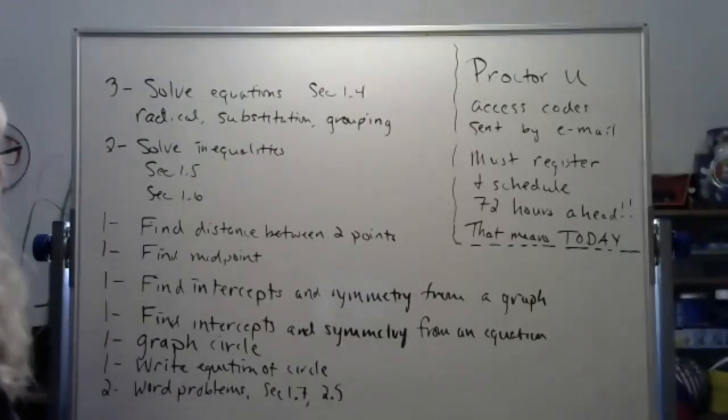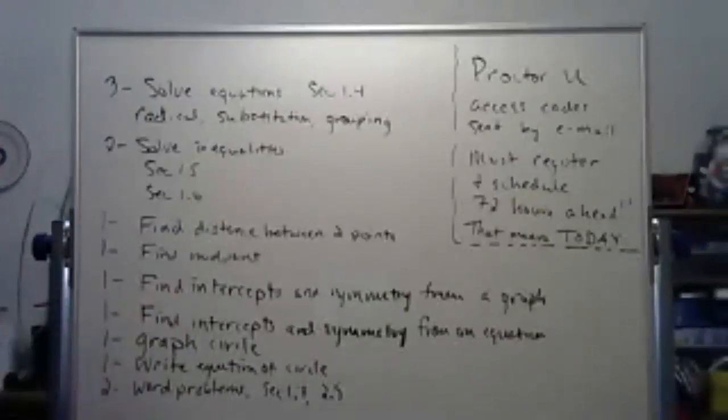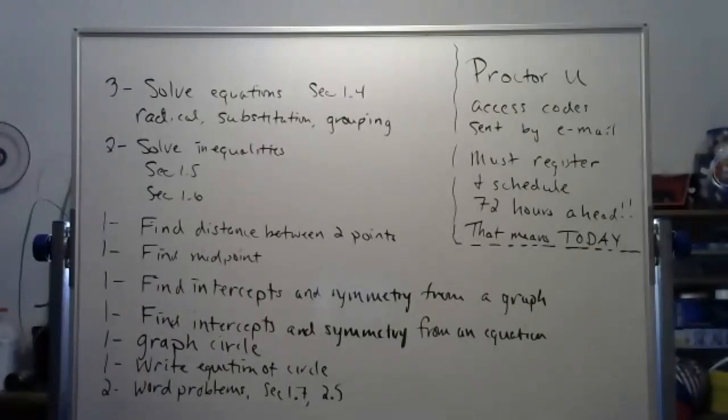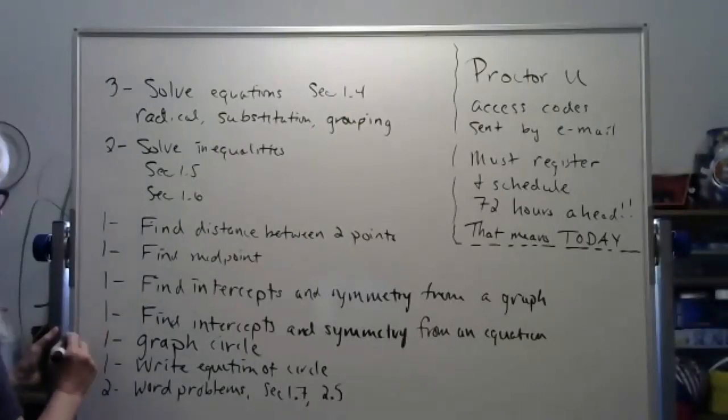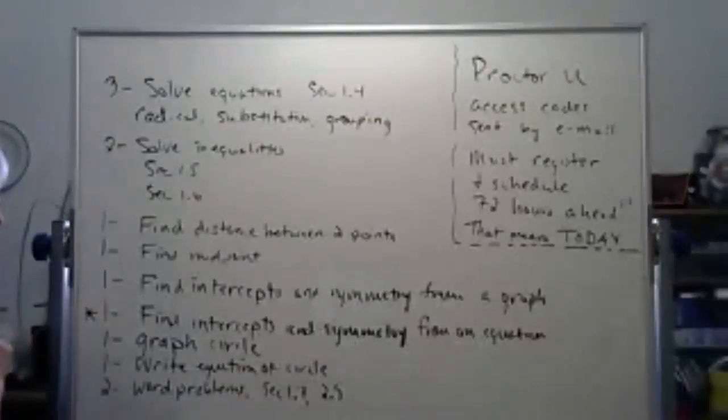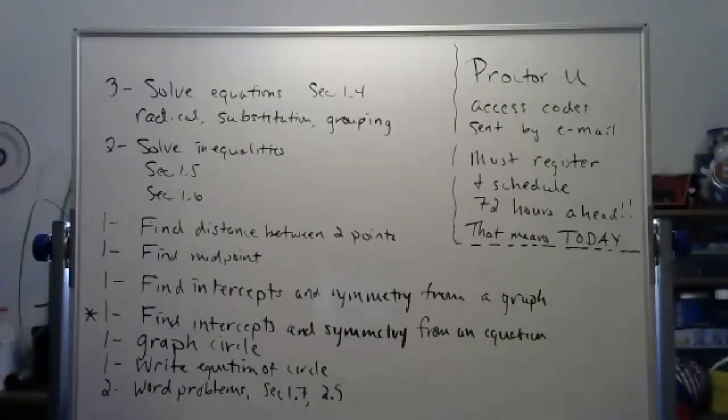So, any comments? Which ones do we need to do? Which ones are you confused about, what the directions mean or what I'm asking you? Can we go over find intercepts and symmetry from an equation? Yes. So I'm in my mind making a note. We'll talk about that. Anybody else?